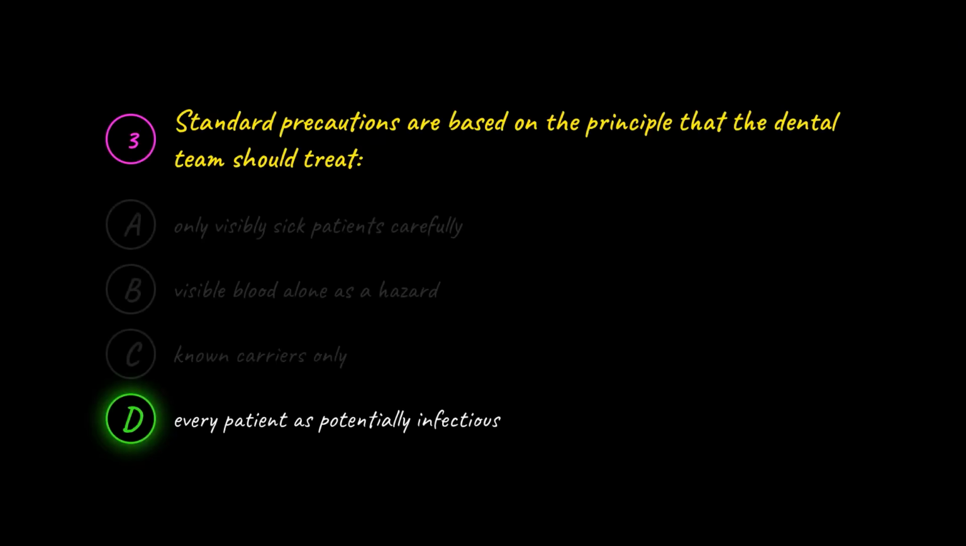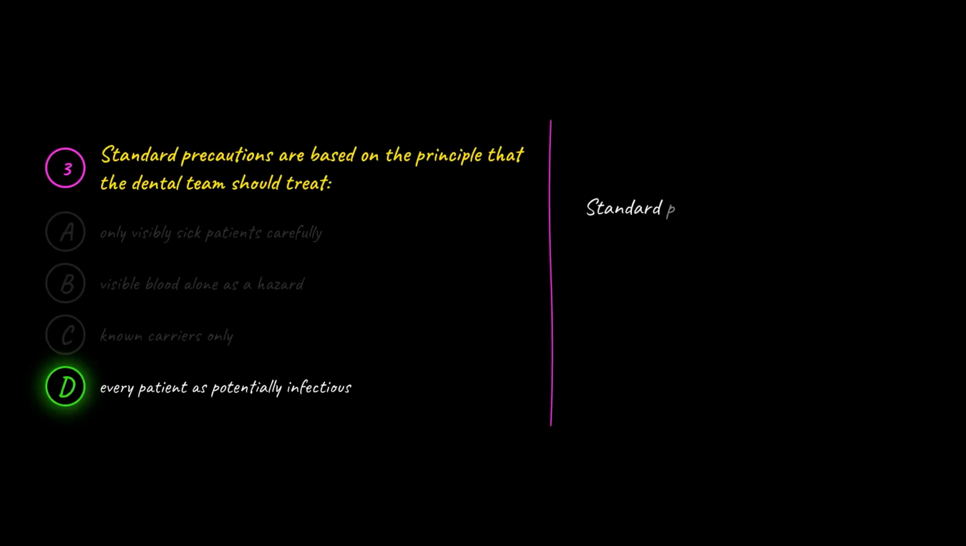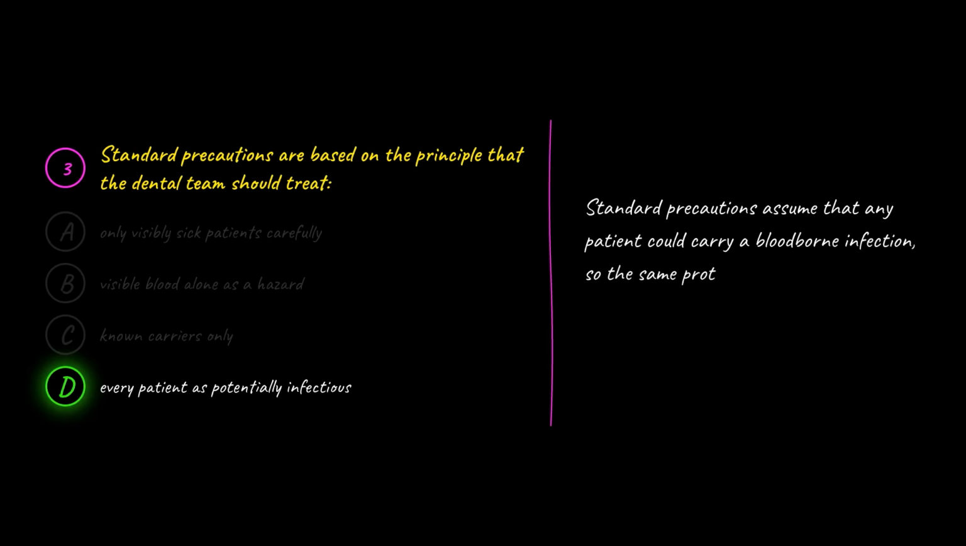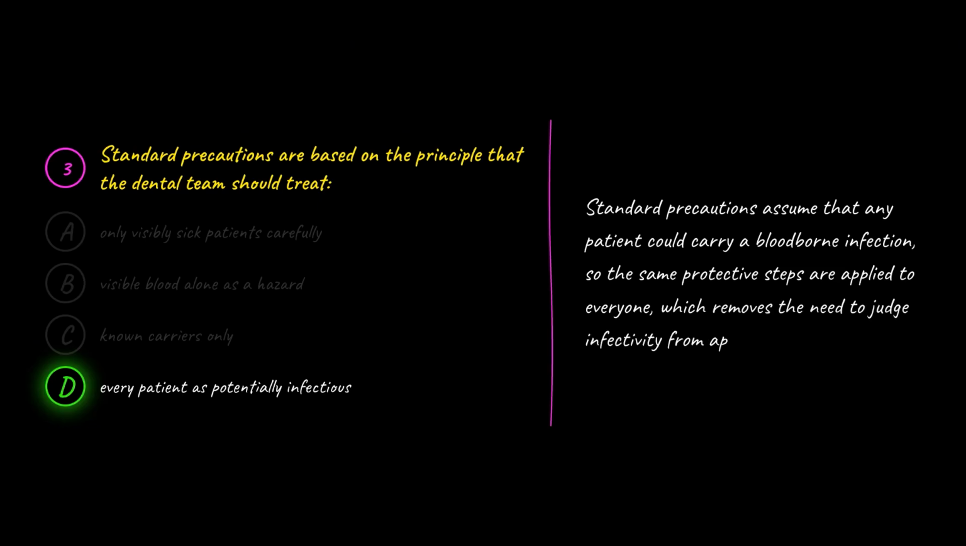The correct answer is D. Every patient is potentially infectious. D is correct because standard precautions assume that any patient could carry a blood-borne infection, so the same protective steps are applied to everyone, which removes the need to judge infectivity from appearance or history.